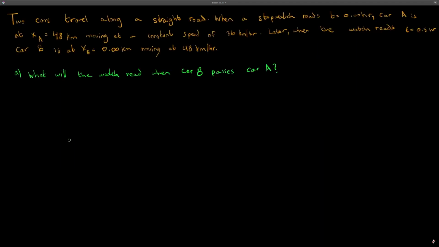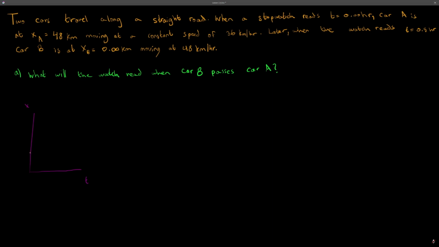Now, the final question we're going to solve is this one, where it says two cars travel along a straight road. So again, a linear line. However, this time we have multiple objects in the same position-time graph. So we have x versus t here. When a stopwatch reads t equal to 0.00 hours, car A is at x_A of 48 kilometers. So we know that when t is equal to 0, there is a position, and this is the initial position.